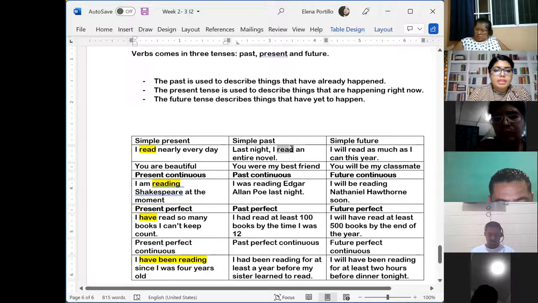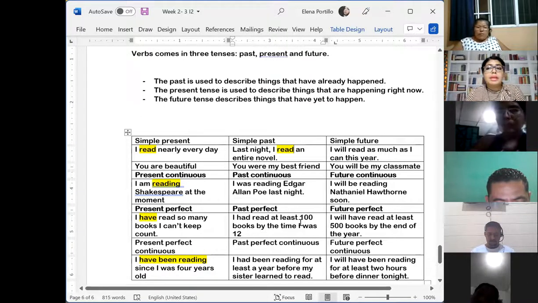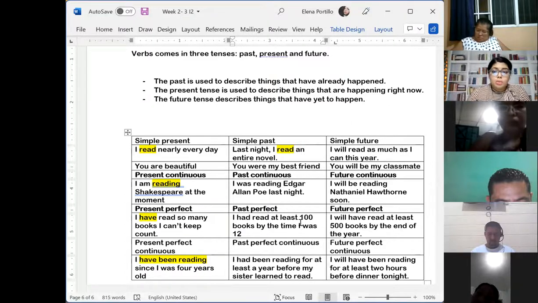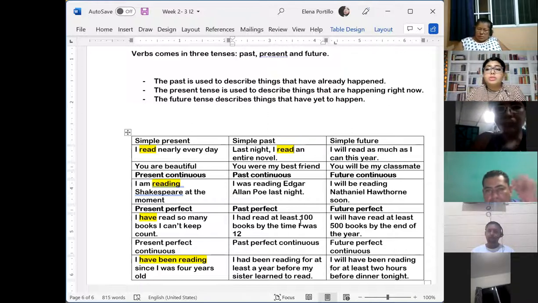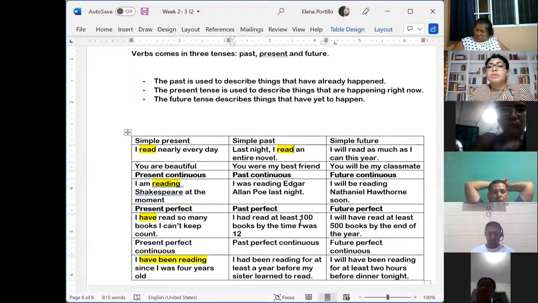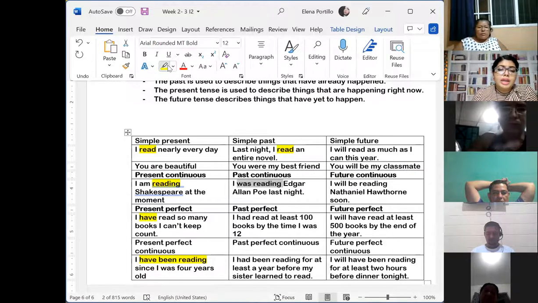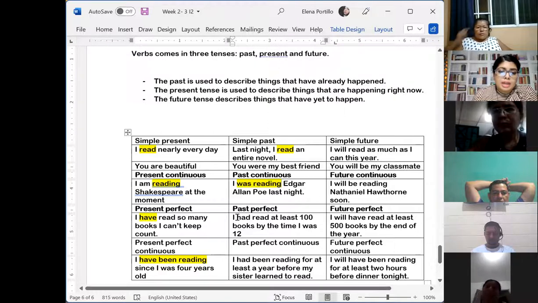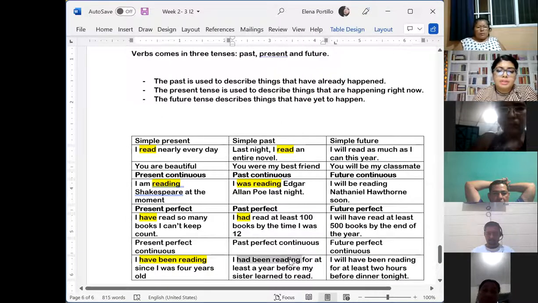So in this case, we can see this verb like the same with the simple present, but the pronunciation is different. And when we see the words last night, we know that in this case, we are not going to say I read an entire novel in the present, because we are not talking about the present. In this case, we are talking about the past. Then I was reading in this case because we are using the verb be to create this kind of sentence. And in this case, had, because it's the past of have, and past perfect continuous, had been reading.